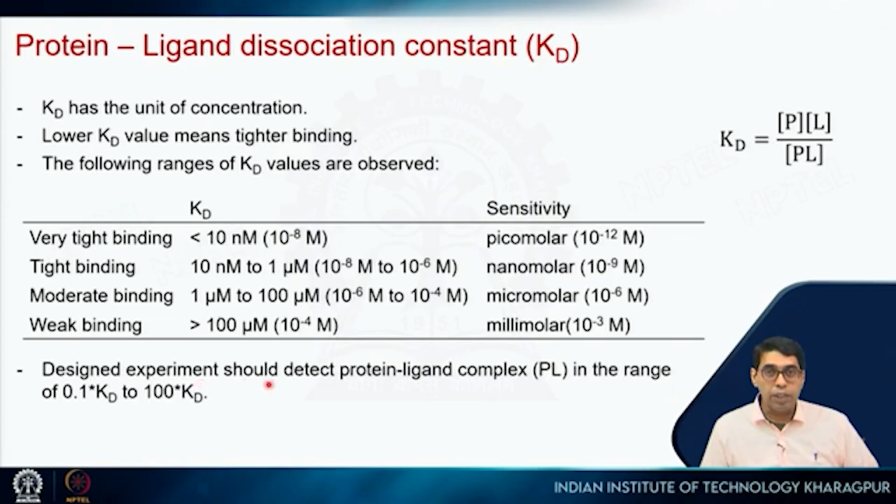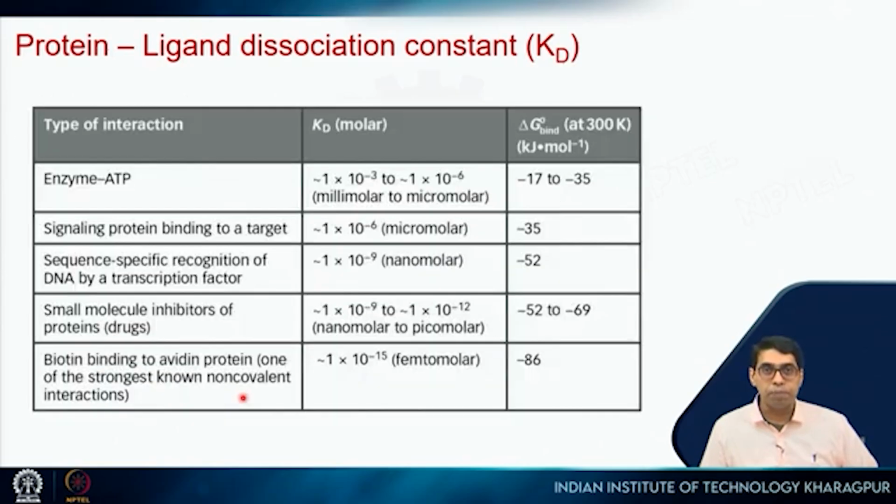Now the experiment that you will design will detect the protein ligand complex in the range of 0.1 KD. So that is why you have to go 10-fold less up to 100 KD, right? So there will be an almost 1000-fold range of titration that you will do, right? So you will have to determine the protein ligand complex in this particular range. So your experiment should be sensitive not only in the lower range but also in the higher range, right?